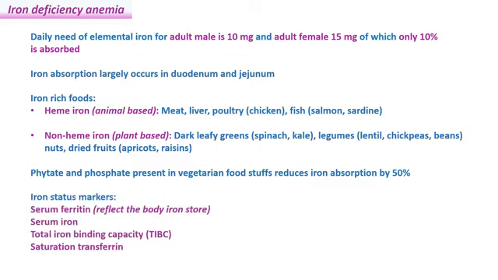Iron status markers: number 1, the serum ferritin, which reflects the body iron store. Number 2, serum iron. Number 3, total iron binding capacity, that is TIBC. Number 4, the transferrin saturation.